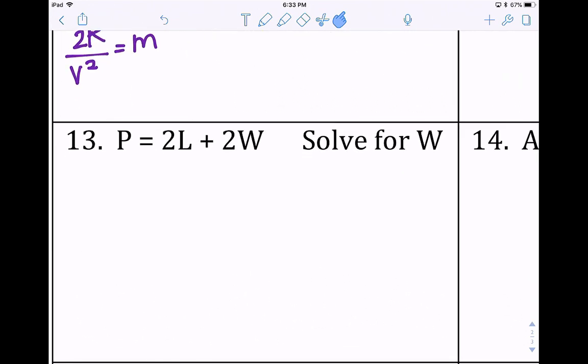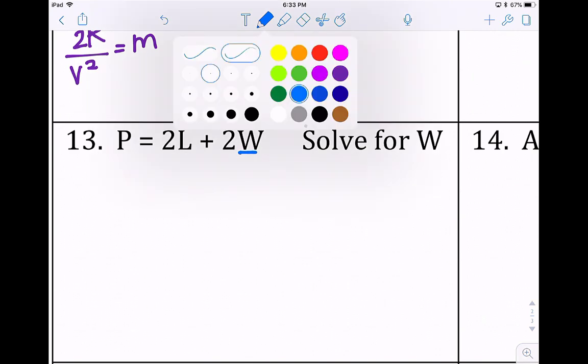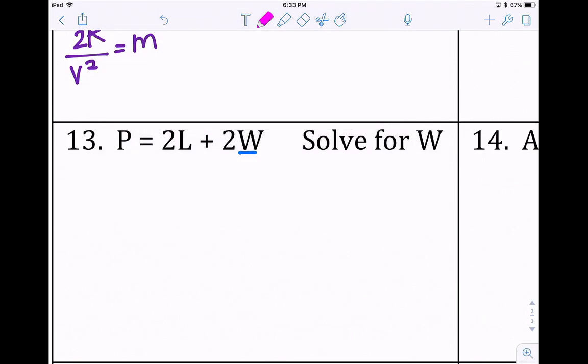Number 13, solve for w. So this is the formula for the perimeter of a rectangle. So perimeter is equal to 2 lengths plus 2 widths. So I want to first, again, I'm trying to isolate this w right here, so I need everything else to go to the other side. So we do reverse order of operations, just like solving an equation.